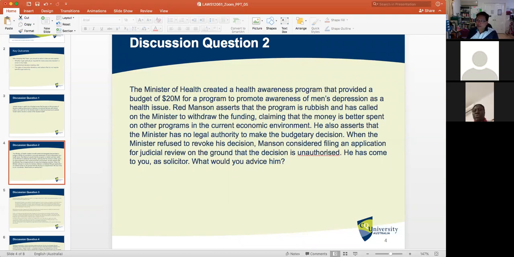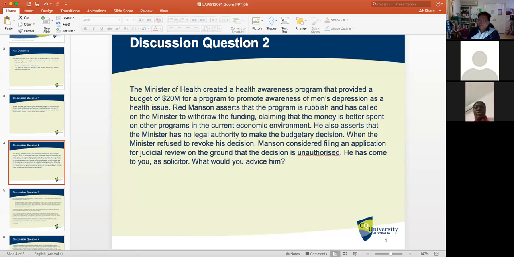What else? So we've cited the fact that, one, the decision is authorized because the executive has the power to create this program and provide a budget for it. Two, we can say that you would advise as a solicitor against filing an application for judicial review because Red does not have legal standing. Would there be a third reason which you can cite to say that Red shouldn't seek to apply for judicial review? Vivian, your microphone is muted.